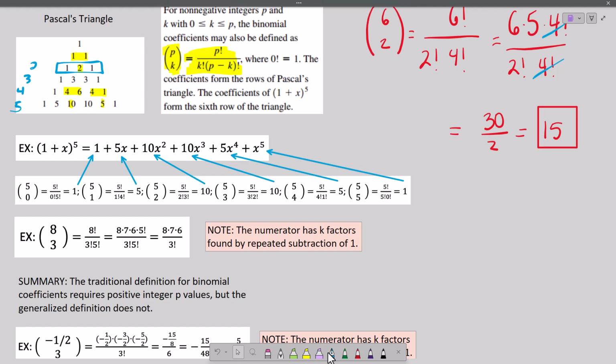So the x's power increases all the way through. Well, those coefficients are found this way. This is 5 choose 0. This is 5 choose 1.